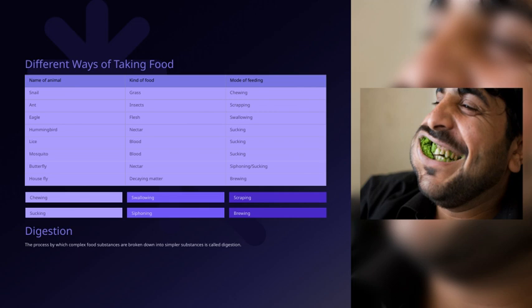Now, when we talk about digestion, it's the process where complex food substances are broken down into simpler forms that the body can absorb and use. This is a crucial part of nutrition and overall health. So, to summarize, these various feeding modes, chewing, sucking, siphoning, scraping, and brewing, are all adapted to the specific diets of these animals, enabling them to efficiently obtain and process their food. This diversity is key to understanding how different animals survive in their unique environments.